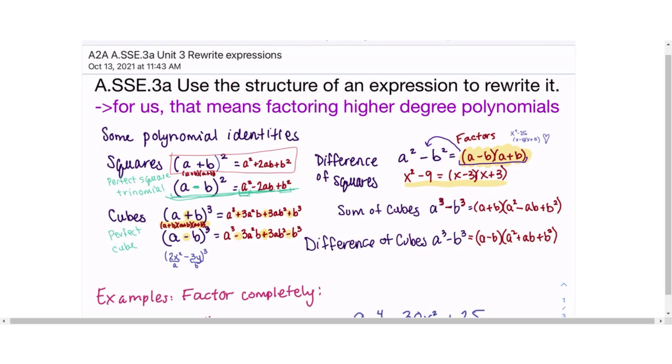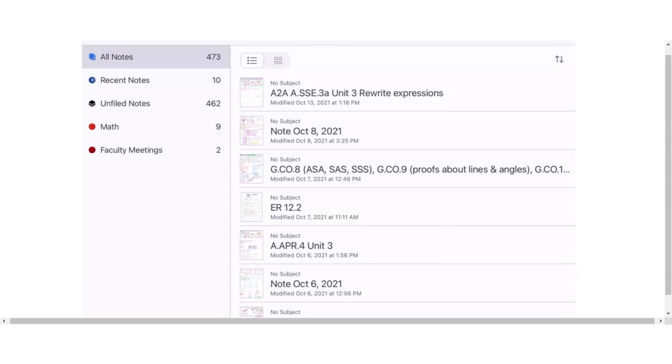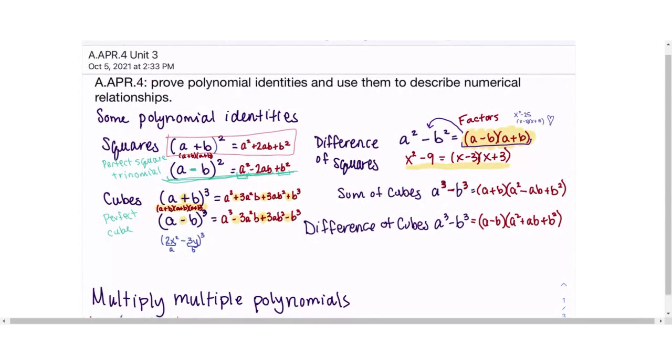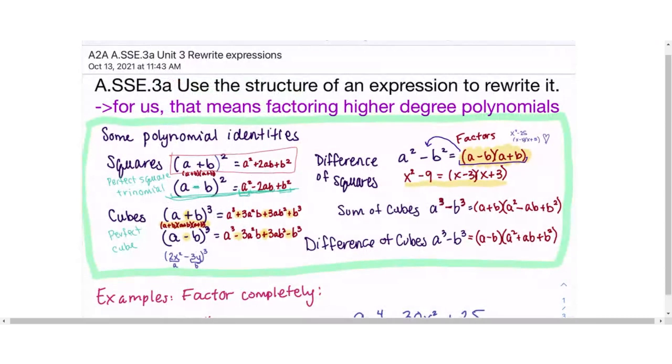So I literally took this thing inside this box here. I took this and I copied it from another standard. So if you haven't seen this because you haven't done the other standard or haven't watched the video, this is the one. Let me just show you. It comes from this one, the APR Unit 3, about proving polynomial identities and use them to describe numerical relationships. So this is what it comes from. It's the same concept though. So we are just going to rewrite expressions with them.